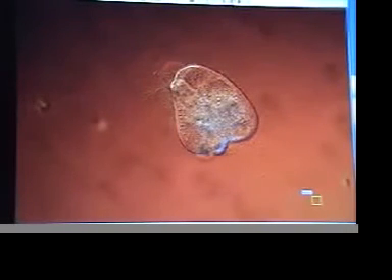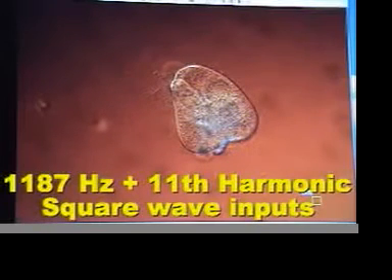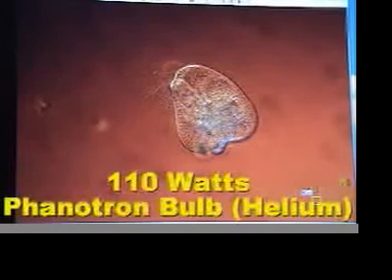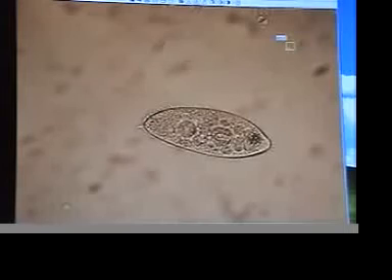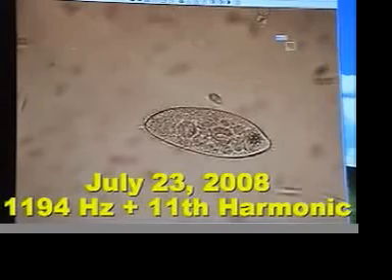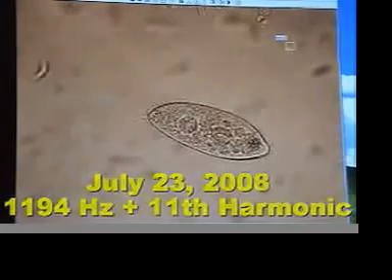1187 hertz square wave plus the 11th harmonic. It's about 110 watts. A little high for me, but tonight's been having good success at 110 watts. 1194 hertz. Let's see if in the next 7 minutes before I run out of video.